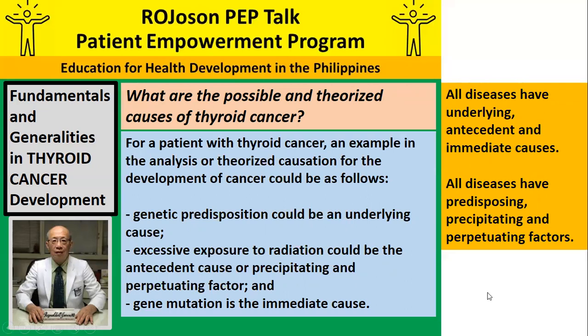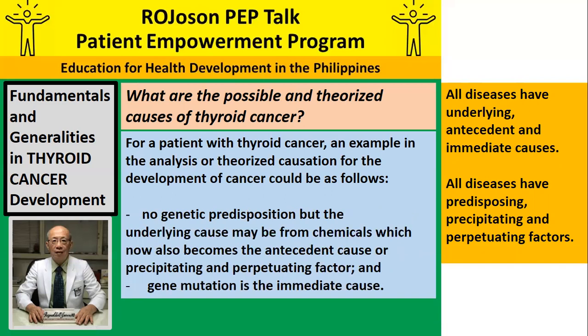Another scenario, genetic predisposition could be an underlying cause. Excessive exposure to radiation could be the antecedent cause or precipitating and perpetuating factor. And gene mutation is the immediate cause. Another scenario, no genetic predisposition, but the underlying cause may be from chemicals, which now also becomes the antecedent cause or precipitating or perpetuating factor, and gene mutation is the immediate cause.